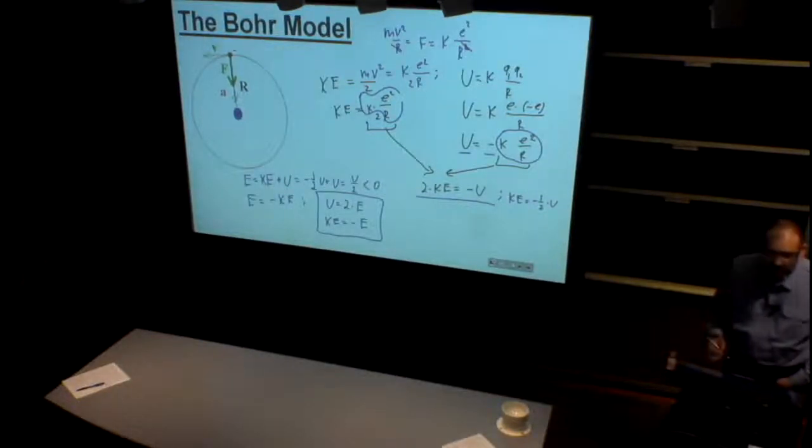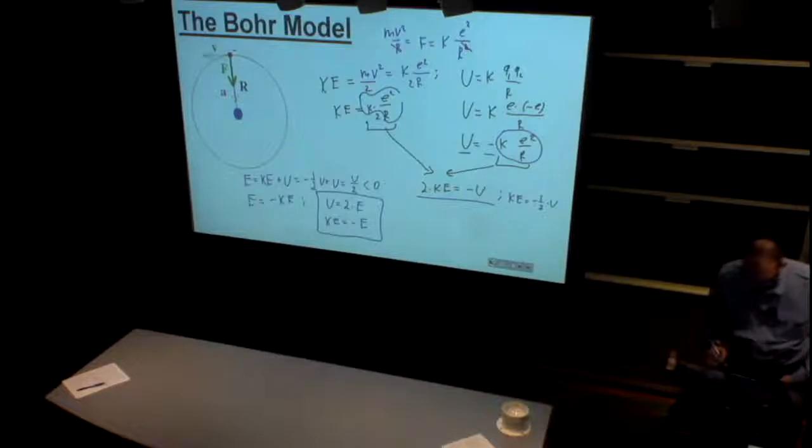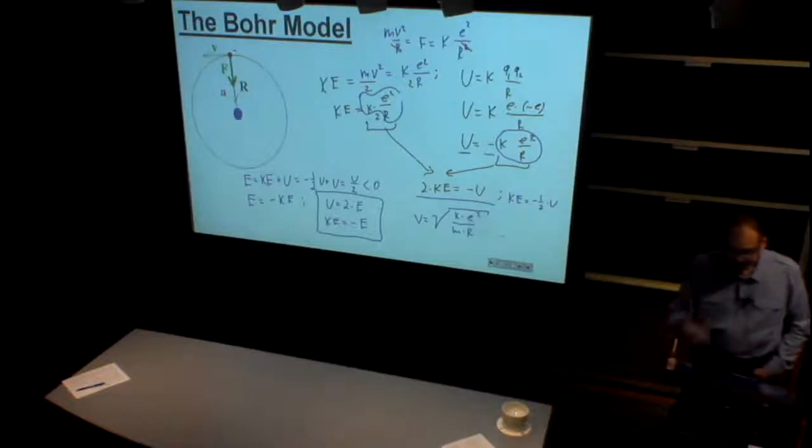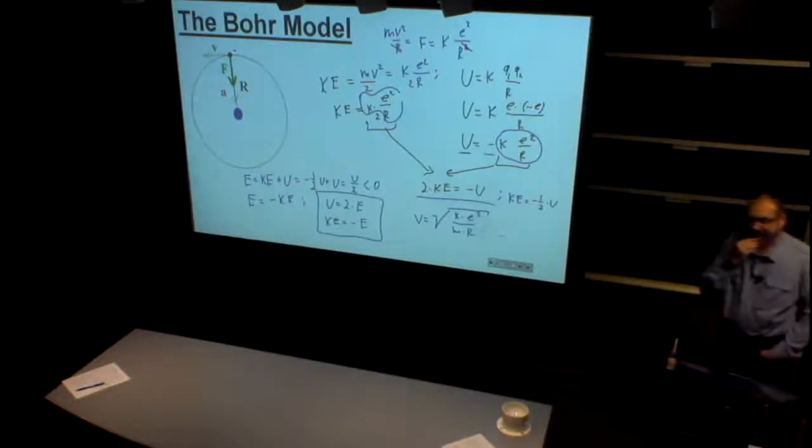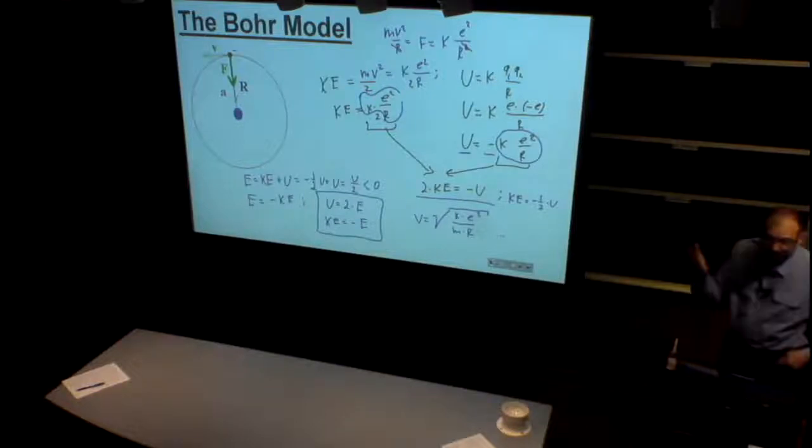Of course, we could do more. For example, and we did it before, we can calculate speed. So for the example, what will speed be equal to? Speed will be equal to the square root of constant charge squared divided by mass divided by the radius, etc. Lots of algebra can be done. Period, yeah.